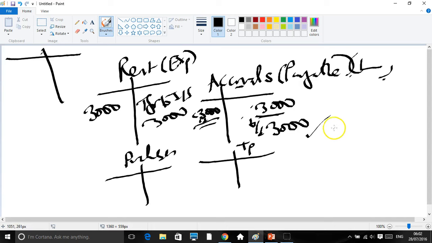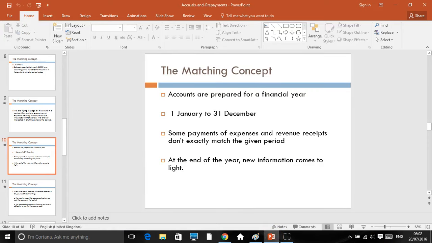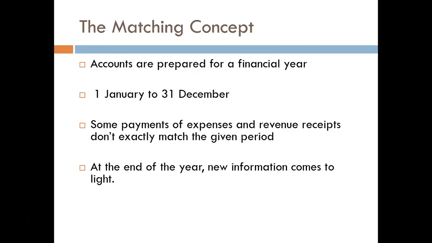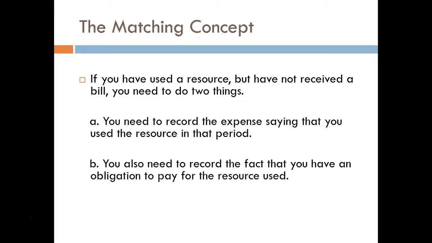Let's look at some of the examples that I've given you in your exercise. So this is our first example. This is the situation. Accounts are prepared for the year, and some things aren't matching. We've used a resource, so you need to record the expense. You also need to record the fact that you have an obligation to pay.